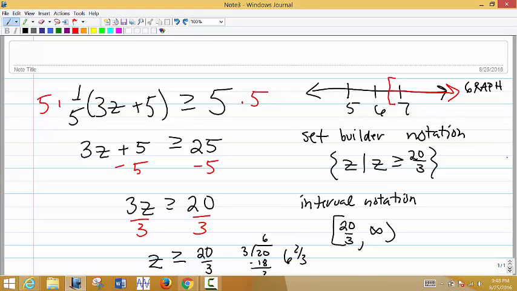So when I go to graph this, I want to put a closed bracket because we have the equals to at 6 2/3, and we're talking about values that are greater than or equal to. So I'm going toward infinity. I've graphed this on my paper, and also written it in set builder notation and interval notation. So we know how to do it on our paper, but how do we enter it into Connect Math? Let's get that straight.